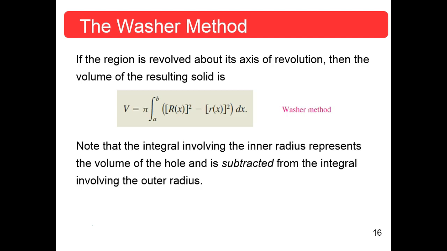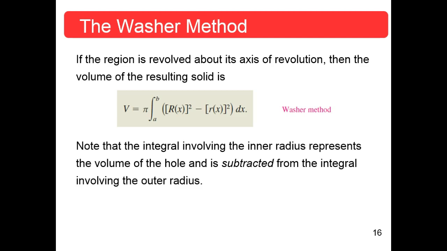Yes, and they don't go through summations or other things like this. We just go straight to this. If the region is revolved about the axis of revolution, the volume of the resulting solid is, volume is pi on the outside, the integral from A to B, those are the points of intersection there, the outer radius squared minus the inner radius squared times the dx, which is the thickness of that line.